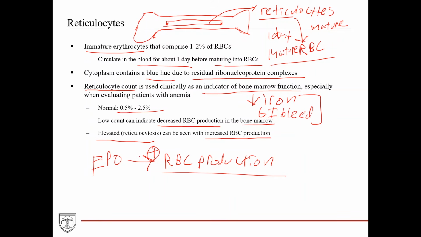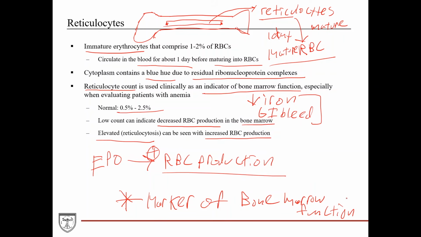And so, again, the bottom line here is, you want to know that reticulocyte count is a marker of bone marrow function. That's the main takeaway. Because if someone's anemic, you want to know, is it due to the fact that they're not producing enough red blood cells, or is it due to some kind of external factor?